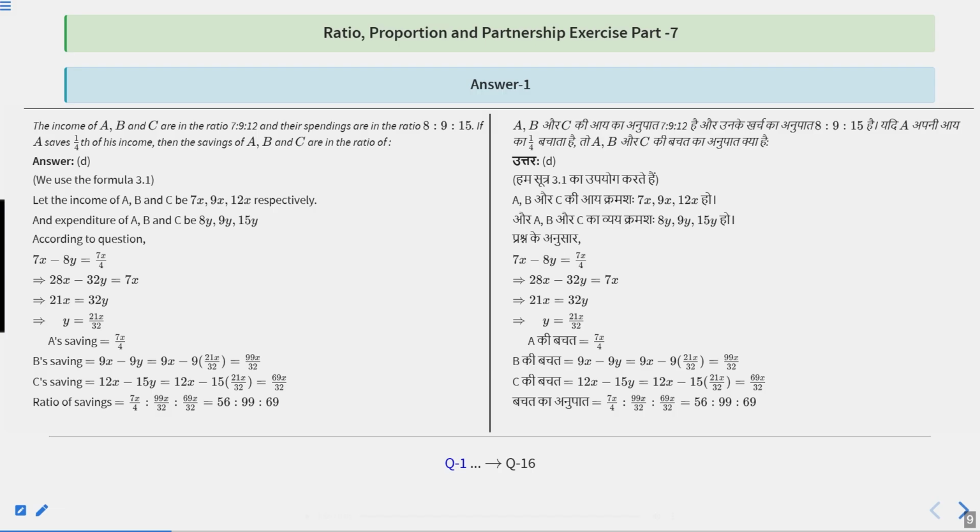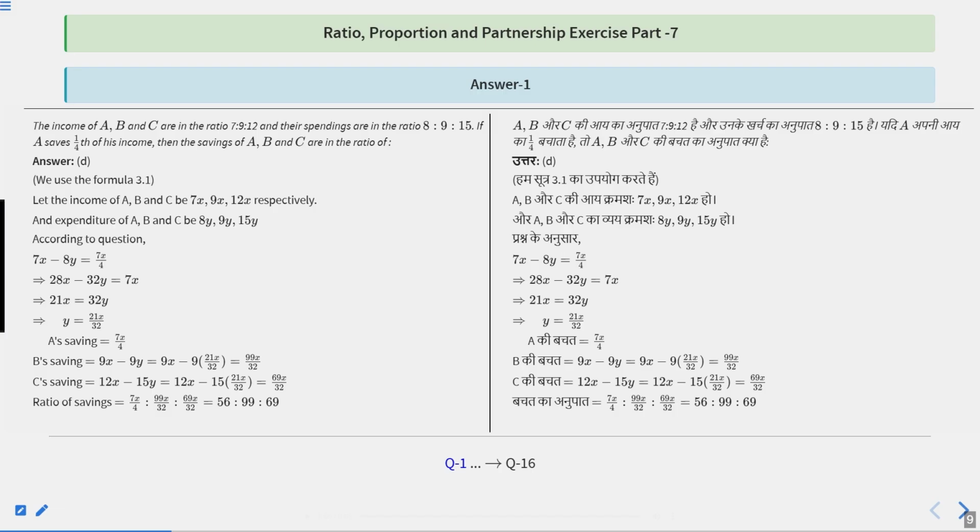So when we calculate it, we get 28x minus 32y equals 7x. So 21x equals 32y. From that equation, we get the value of y in terms of x, which is 21x upon 32. So A's saving is 7x by 4. By this value of y, we can calculate the savings of B and C. So we put 9x minus 9y, and y is 21x upon 32, and we get the saving of B, which is 99x upon 32.